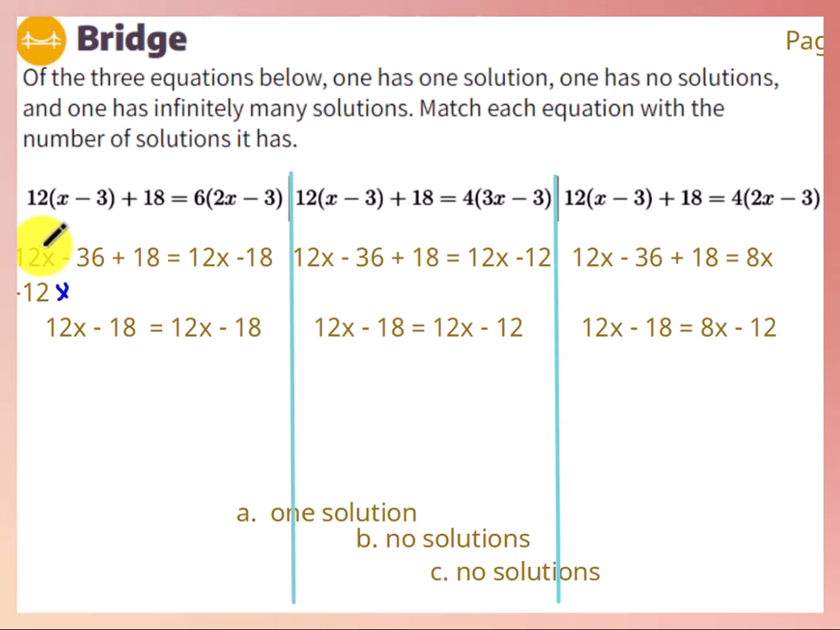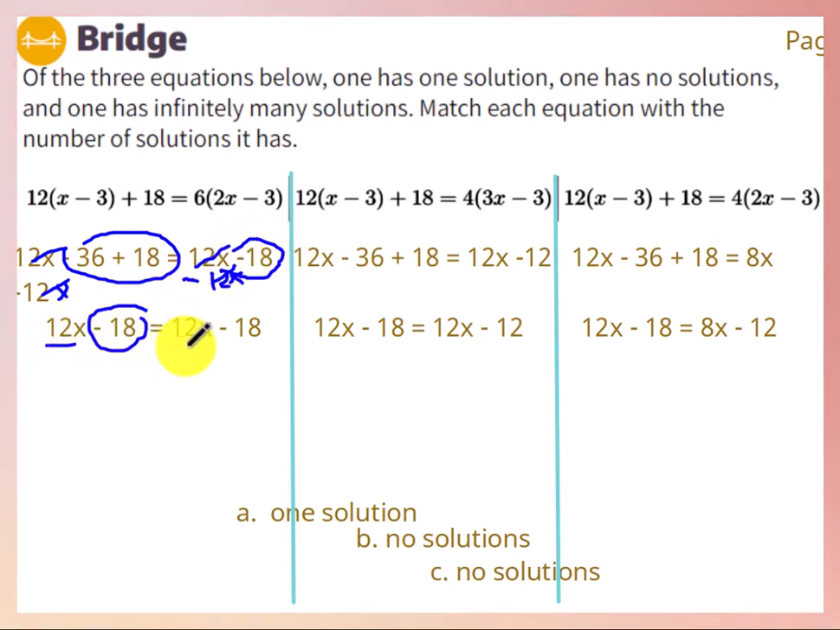Let's see. 12x. Subtract 12x from both sides. That's going to be 0. And then we have -36 plus 18 is -18. And then we have -18. So we ended up with 12x minus 18 on the left, 12x minus 18 on the right. If we subtract the 12x or we add the 18, we're going to end up with 0 equals 0. But it's a true statement, okay?